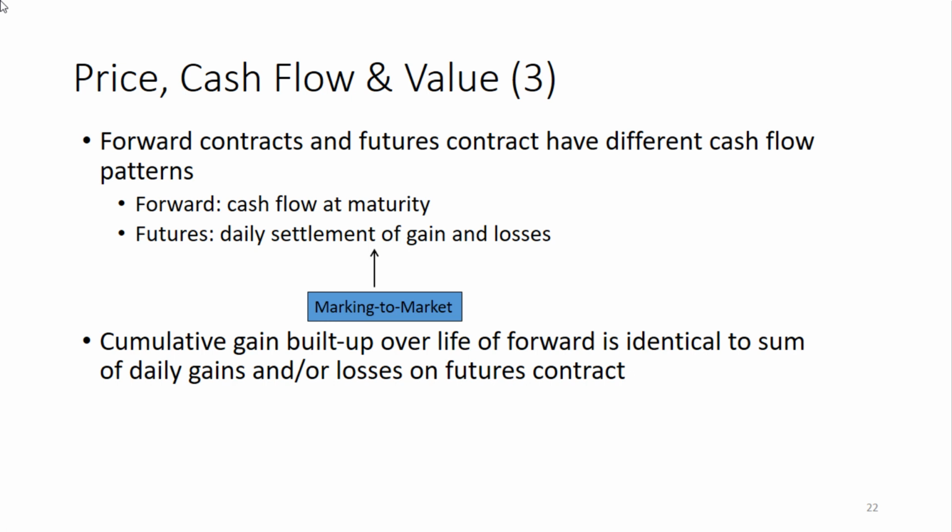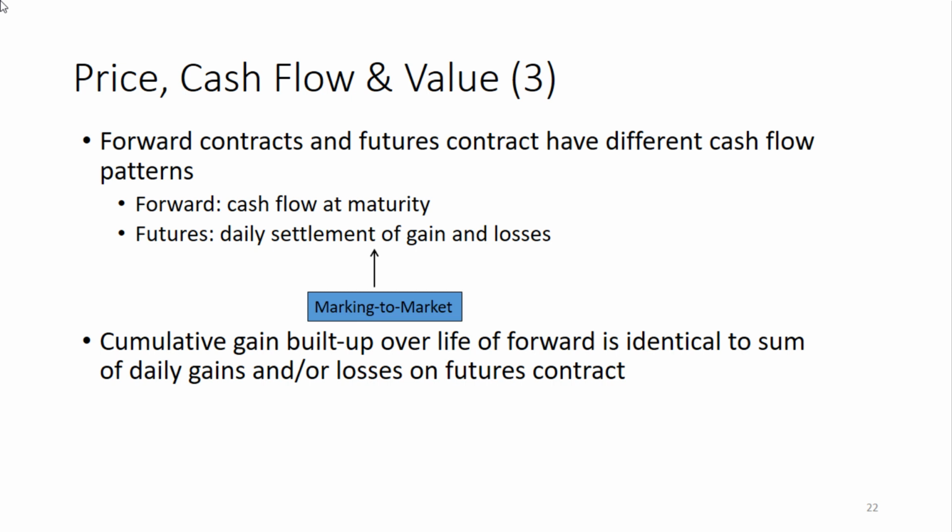So what's the difference between a forward contract and a futures contract? The most important difference is the different way the cash flows occur, the different moments at which a gain or a loss is recognized in terms of a cash flow from one party to the other party. With a forward contract, during the life of the contract, the contract builds up value, and this value is only settled at the maturity moment.